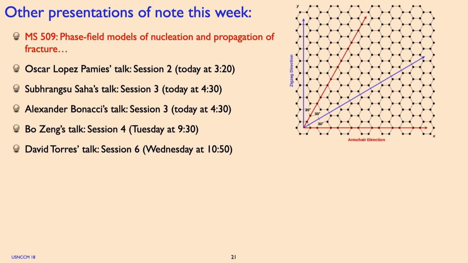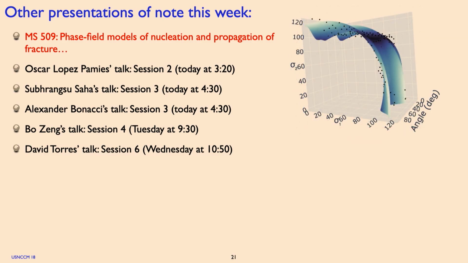All right, I want to highlight some other presentations this week. This model has been extended in lots of ways that I don't have time to get into. I'll mention the work by Oscar Lopez Paimes on viscoelasticity. Sobrance is going to talk about fatigue. Alexander is going to talk about building things from the bottom up, looking at graphene sheets, and the fact that now you have an orientation effect to the strength surface that you obtain.